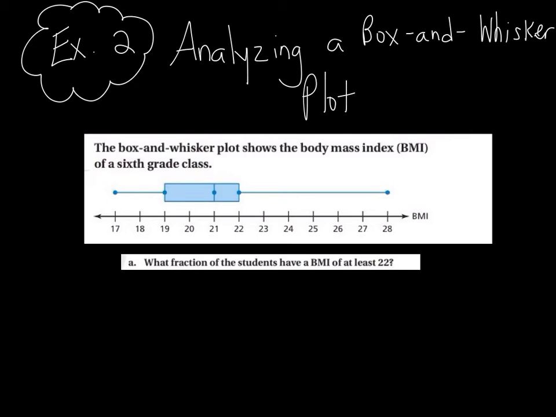The first thing we're going to look for is what fraction of the students have a BMI of at least 22. To answer that, we're going to look at the body mass index of 22. Whoops, I circled 21. 22, and we're going to see that that is where our box ends, so that would be our 3rd quartile, and it's where one of our whiskers starts. If you go back to that last part that I was showing in the video, we said about a quarter of our data is in each of the whiskers. So we would say about a quarter of the data, or the students, have a BMI of at least 22.